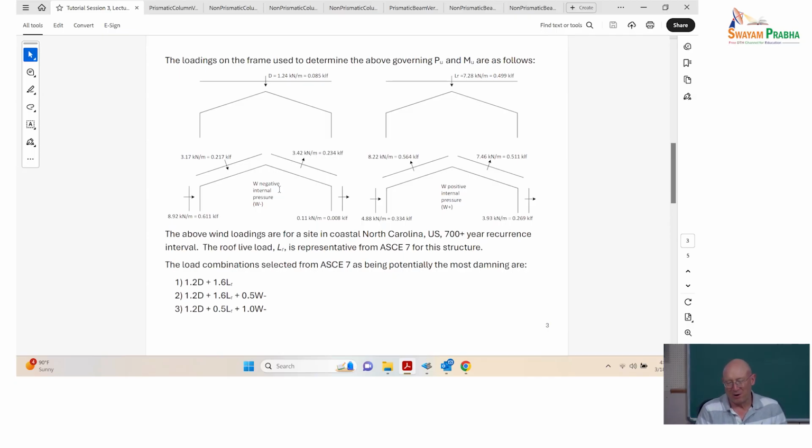This is in North Carolina. Yeah, we have a little bit of snow in North Carolina, but the snow load isn't huge. The roof live load, I think, is the more damning load here. And then the wind loading. So basically, the wind loads that I calculated from ASCE 7 with a negative and a positive internal pressure.